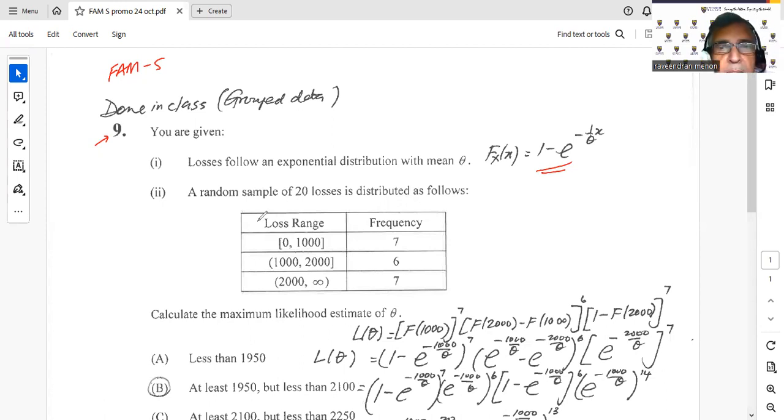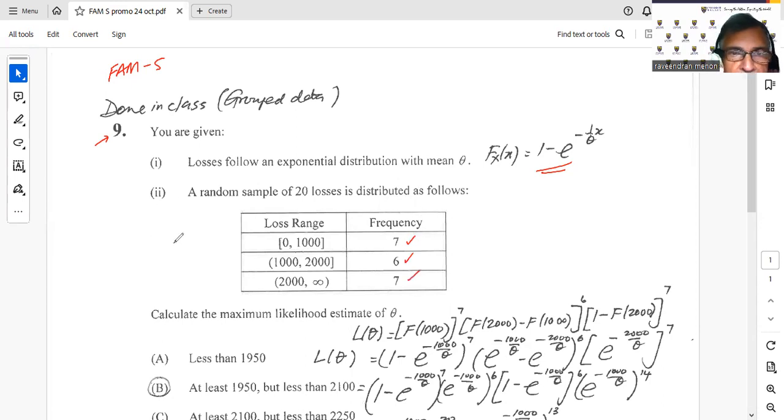A random sample of 20 losses is distributed. A loss range 0 to 1,000 has a frequency of 7, I have 6 claims in the 1,000 to 2,000 range, and 7 claims in the 2,000 and above range. So the important thing is I have my frequency here, which is my number of observations.